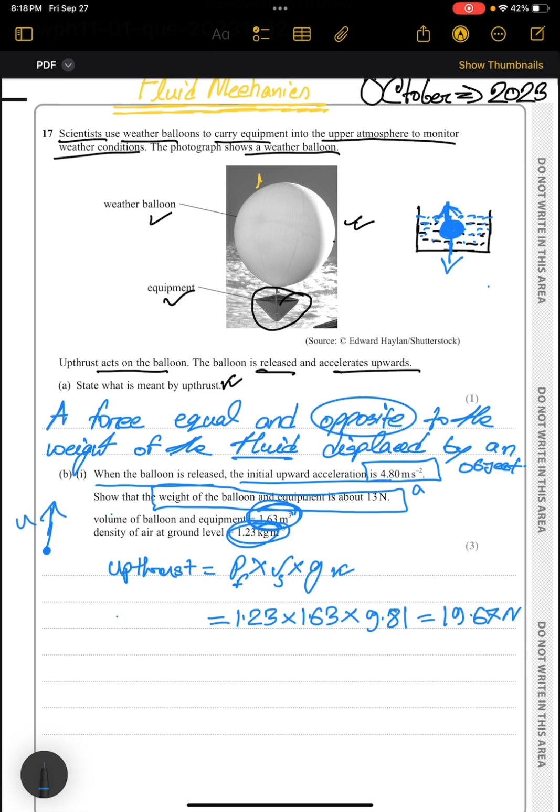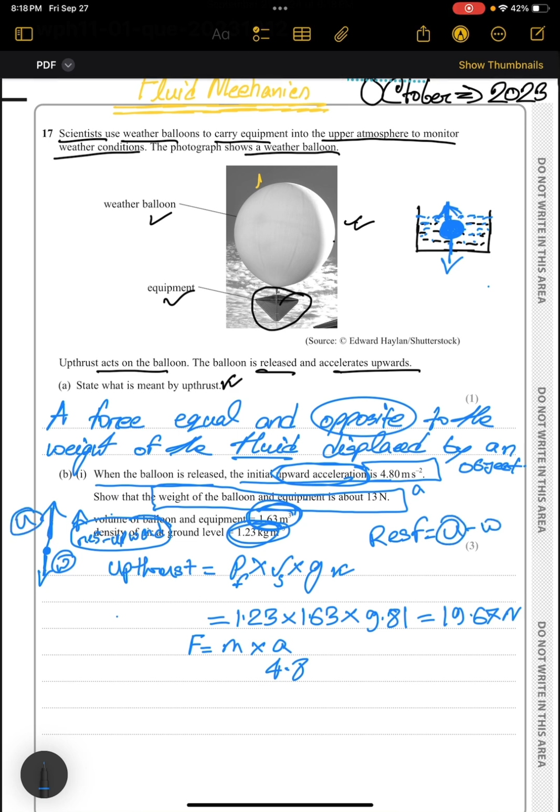We all know as the ball is moving upward, its upthrust is greater than its weight. So there is a resultant force upward. As they have given us the upward acceleration, we can use this acceleration with this force using Newton's second law, which is force is equal to mass into acceleration. We know the acceleration is 4.8 and we all know the resultant force. As the resultant force is upward, we can say the resultant force is upthrust minus weight, as the upthrust is greater and the ball is moving upward.